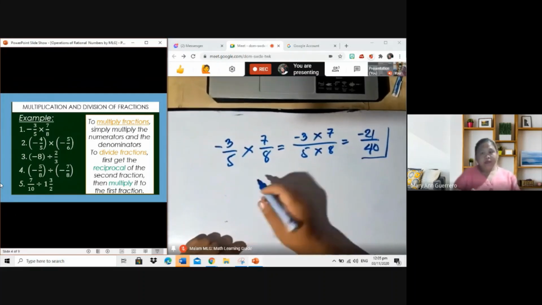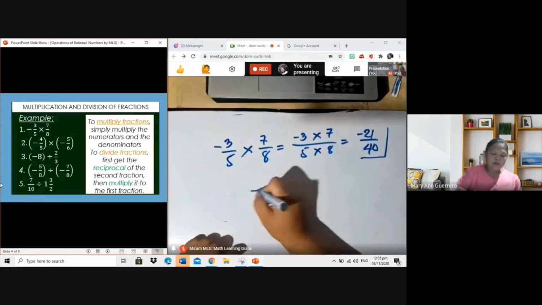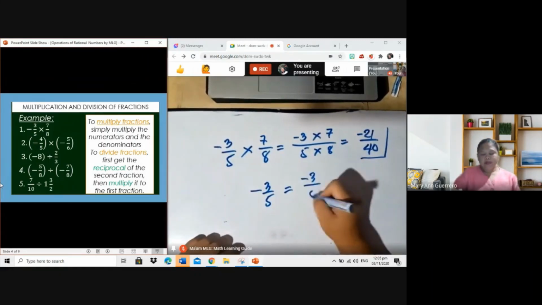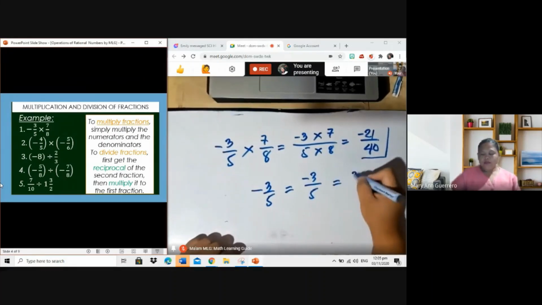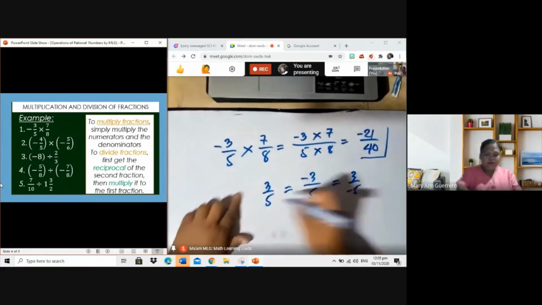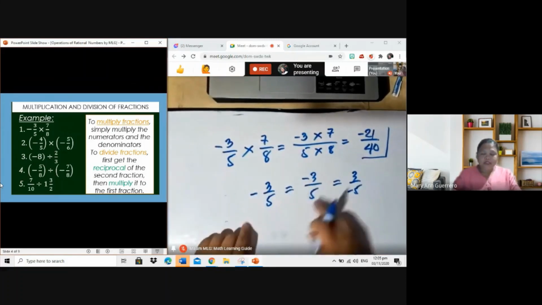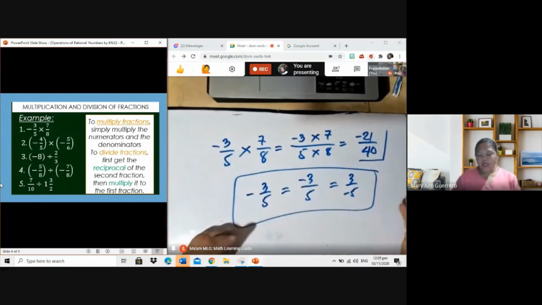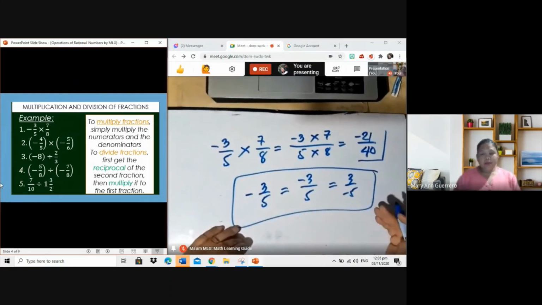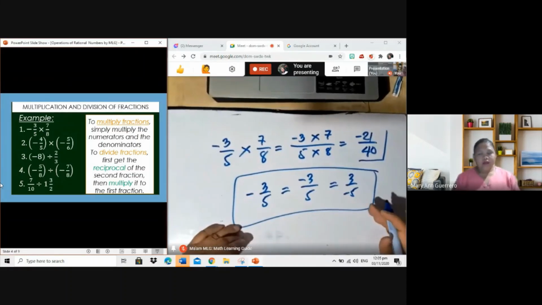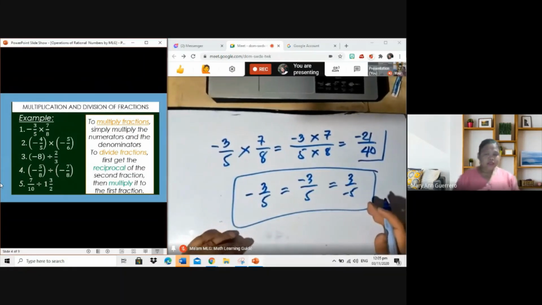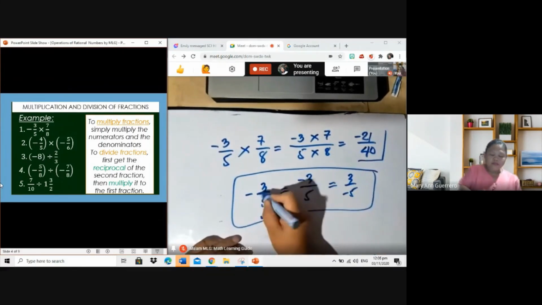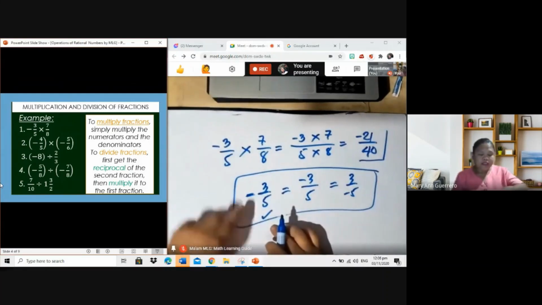Now, before we proceed to the next example, let me discuss the correct way of writing negative fractions. Halimbawa, -3/5. That is also equal to negative 3 over 5, and that is equal to 3 over negative 5. Okay? Ito yung nakagitna yung negative sign, ito nasa taas, ito nasa baba. So, tama naman siya lahat. Okay? Tama siya lahat, but the proper way of writing, or the standard form of writing negative fractions is this one. Naka-align siya sa fraction bar.